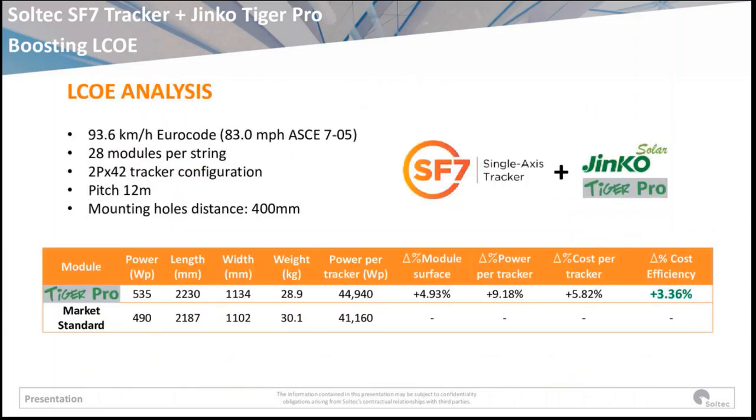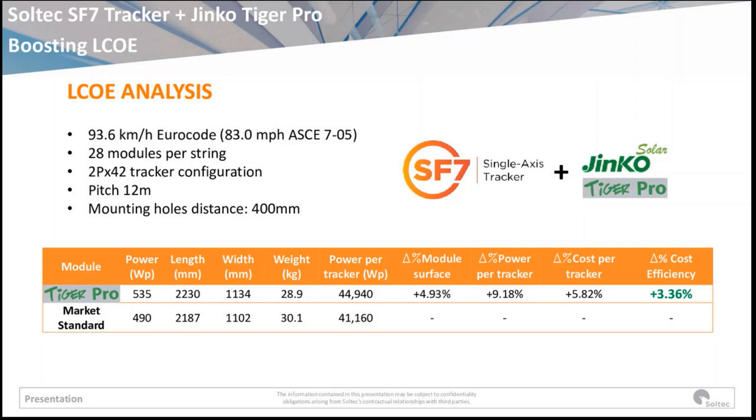Well, I would like to bring you here a brief analysis on LCOE, comparing two different PV panels in our tracker. One is the Tiger Pro 72 with 535 watt peak power that Roberto was talking about before, compared to a market standard PV panel with 490 watt. There are some parameters fixed here. It's a project condition, 93.6 kilometers per hour with 28 modules per string. We can see there in the points, 2 per 42 tracker configuration with a 12 meter pitch and a mounting hole distance of 400 millimeters.